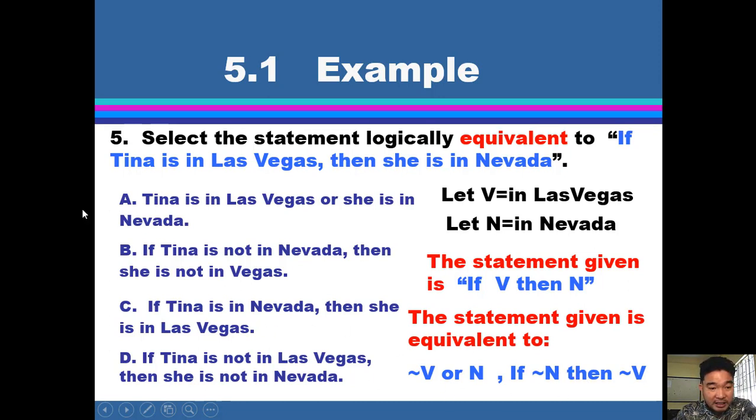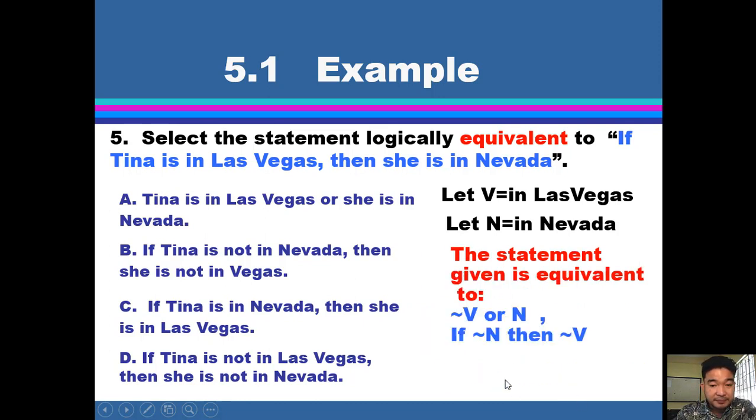Okay? Titignan natin dito sa apat na ito, alin ang nag-satisfy sa these equivalencies. Not B or N, saka yung isa, if not N, then not B. So letter A: Tina is in Las Vegas or she is in Nevada. So the statement is B or N. Nasa Las Vegas siya or she is in Nevada. Kaya B or N, that's the statement. So ibig sabihin, hindi siya equivalent. Wala siya doon sa dalawa.